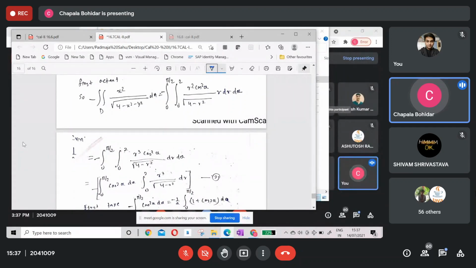And what is the value of the unit normal vector? That is, if r is a function of u, v, the unit normal vector is r_u cross r_v divided by the absolute value of r_u cross r_v. So this is the type of question you may get.